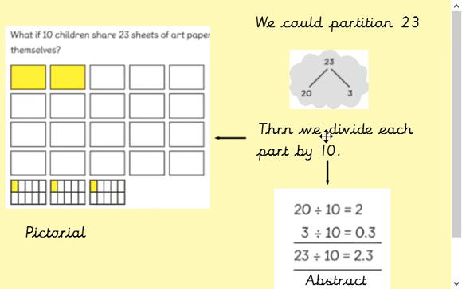Now, if we look at that as the calculation, it's 20 divided by 10. So 20 divided by 10 is 2. And then 3 divided by 10 would be 0.3. The answer, if we were to recombine that, would be 2 plus 0.3, which is 2.3. Now this is the abstract method. This would be pictorial.